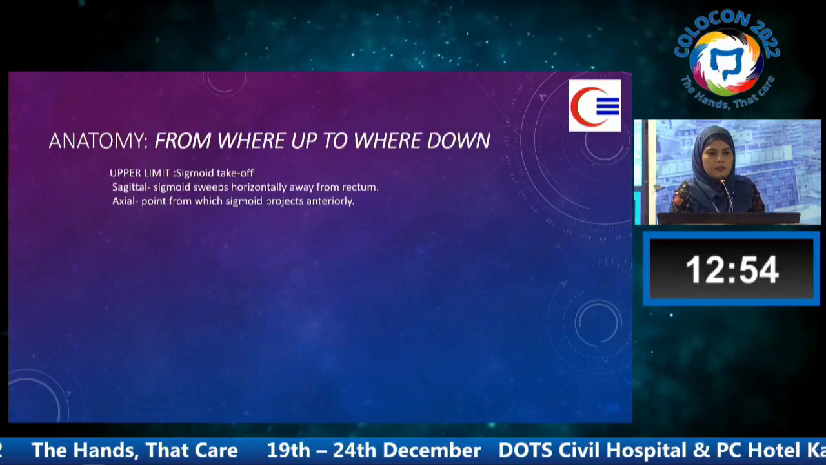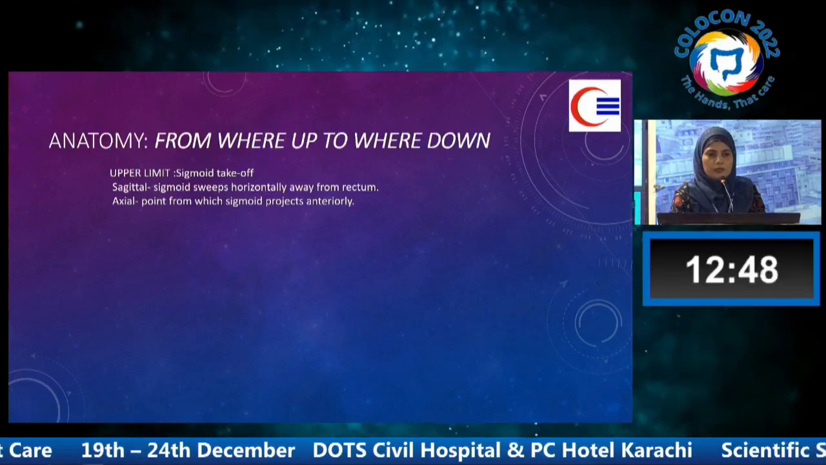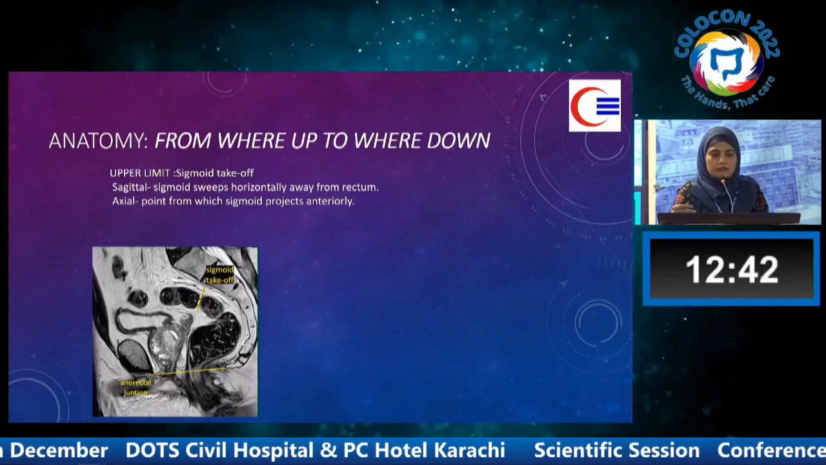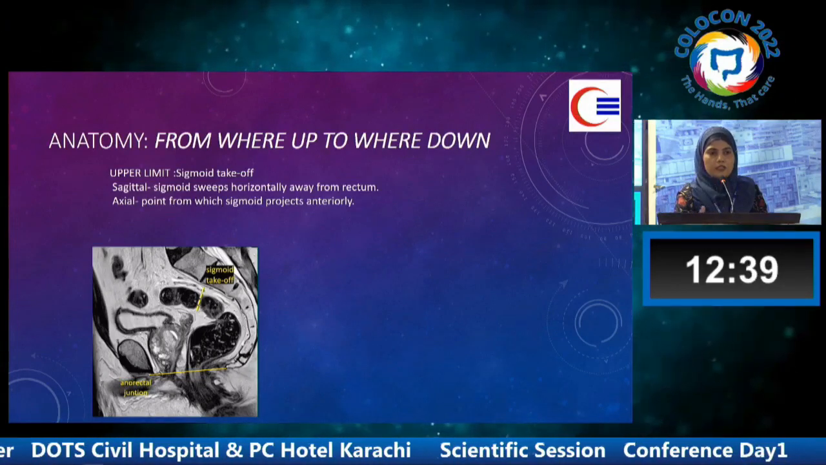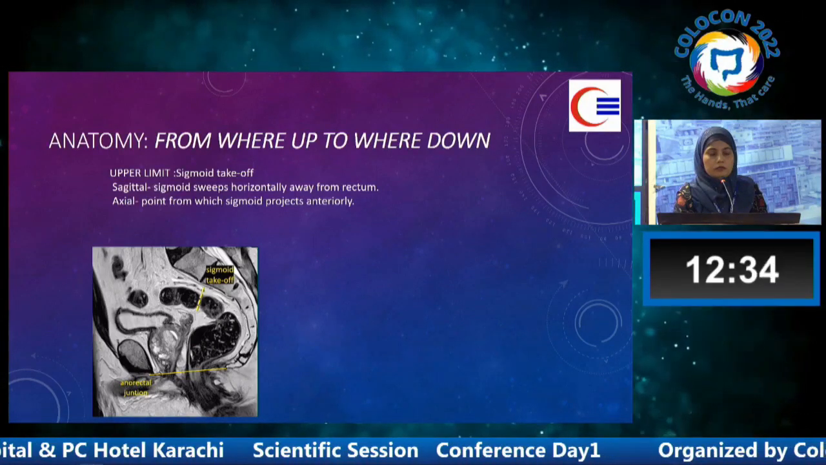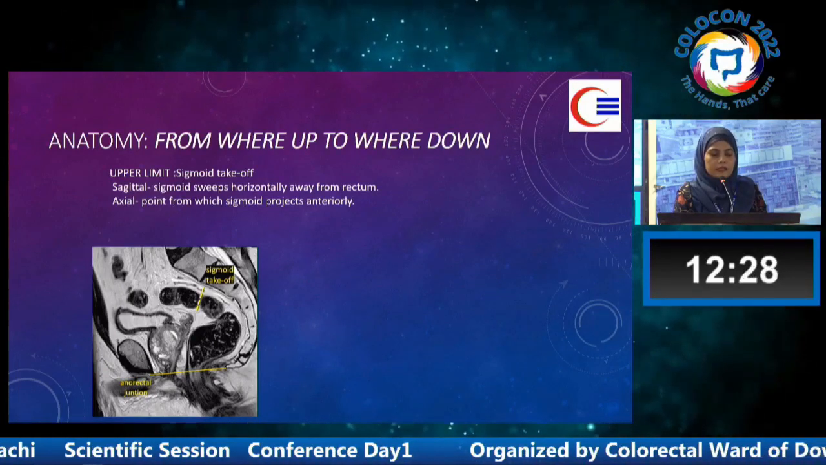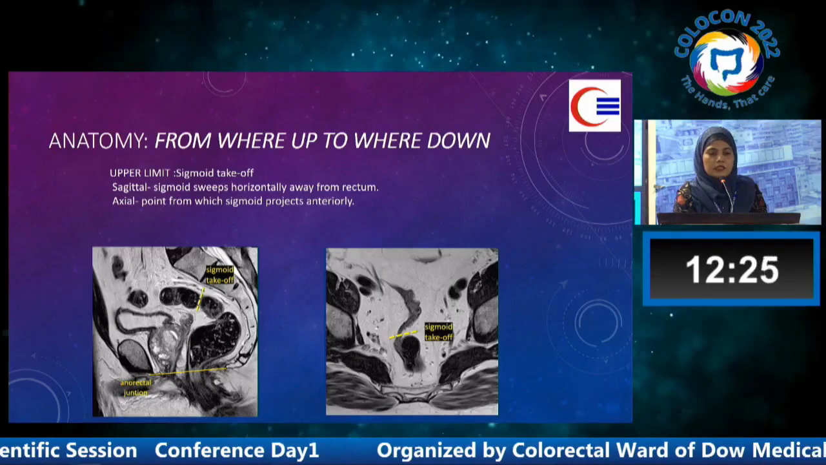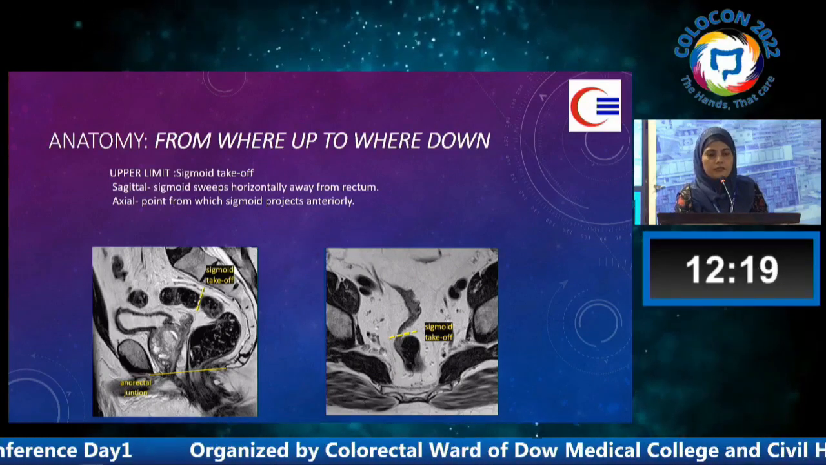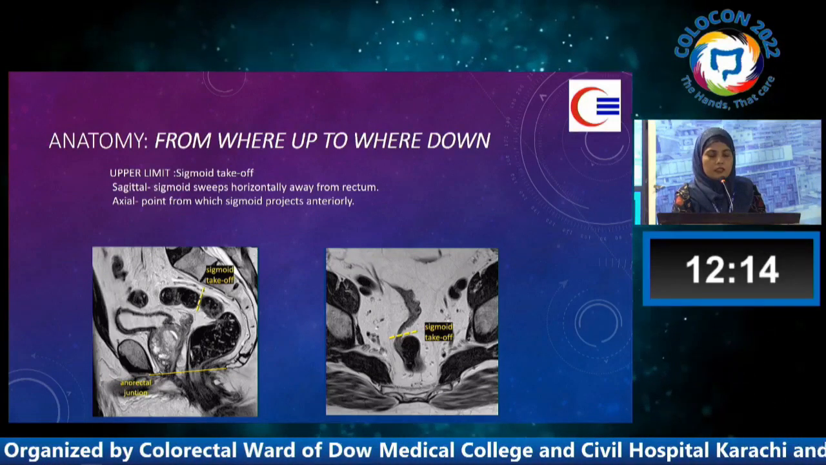Then comes the upper limit. The upper limit is the rectosigmoid junction, which is also known as sigmoid takeoff on imaging. On sagittal, it is the point when the sigmoid colon sweeps horizontally anterior to the rectum. It is not very easy to identify in routine practice because of the presence of multiple bowel loops in the pelvis, but this is the landmark. On axial images, it is the point when the sigmoid colon projects anteriorly in front of the rectum. Again, when bowel loops are distended, there are too many bowel loops in the pelvis, it is not easy to identify.